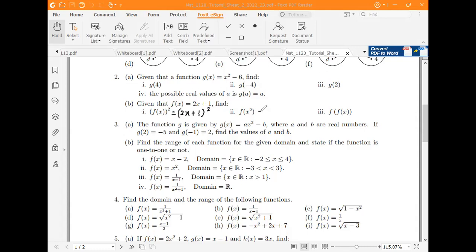The next one, f of x squared. So it means where there is x here, we substitute x squared. So we have 2x squared plus 1. So you just place where there is x, you put x squared. And that will be enough.